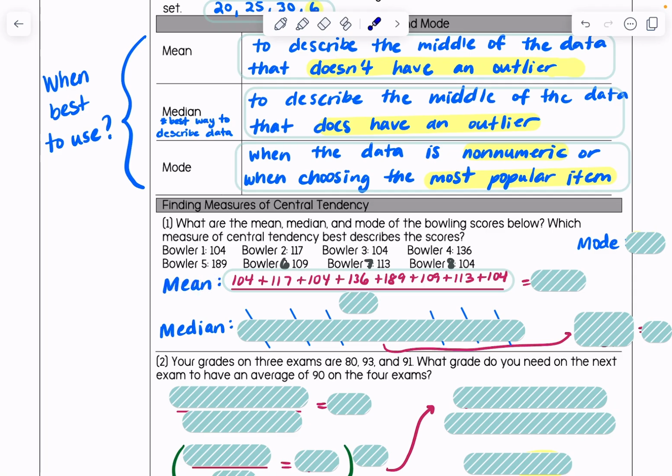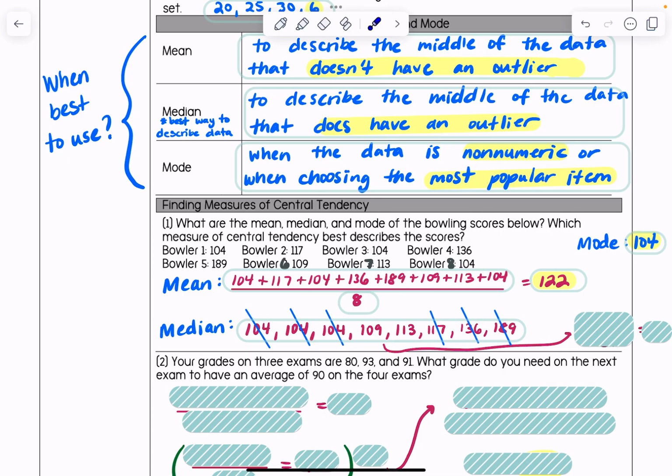Feel free to pause at any point. We're going to divide it by the total number of data values, which is 8 bowlers, so we're going to divide it by 8. You can do this whole thing in your calculator. Make an actual fraction. Put all those numbers in the numerator with addition signs and 8 in the denominator, and you're going to get 122. The mode is the number or numbers that show up the most. And the number that shows up the most is 104 because it shows up 3 times.